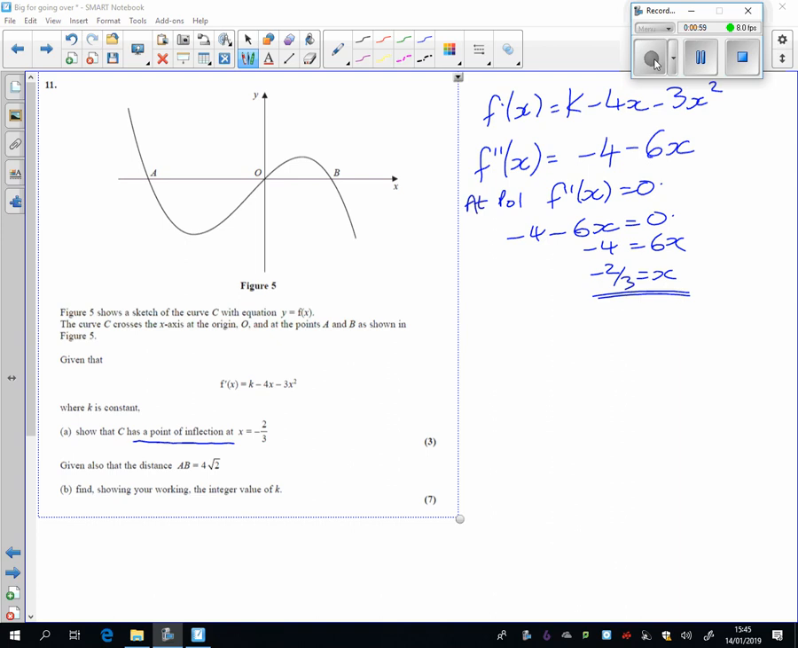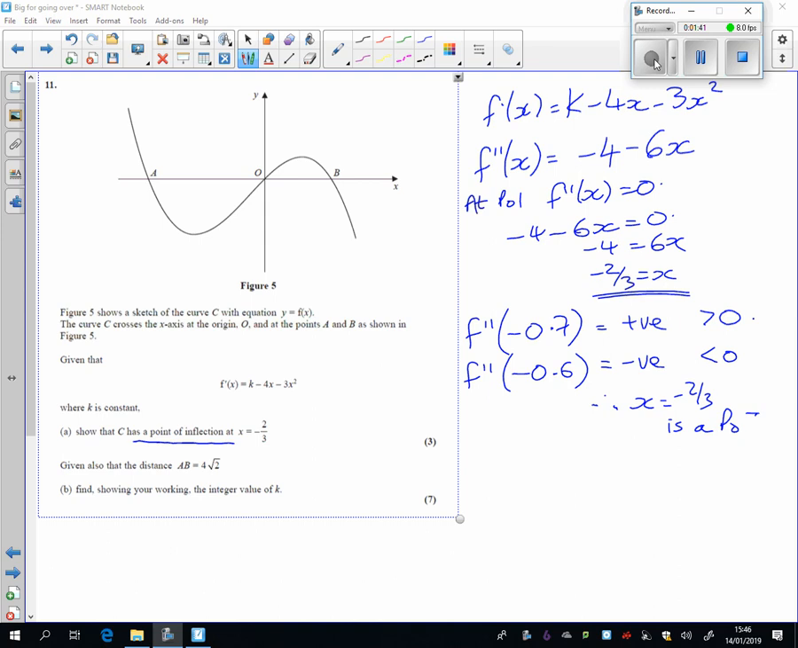Now there's a tiny bit more to check just to make sure that this is a point of inflection. What do I want to do? I need to find something that's just slightly to the left of that, say for example minus 0.7, and also find something slightly to the right of that. That one turns out to be positive, so that's greater than 0. This one turns out to be negative, that's less than 0. Because the curvature is changing from positive to negative at that point, I'm going to put therefore x equals minus 2/3 is a point of inflection.